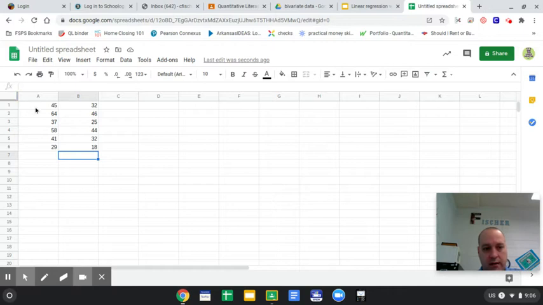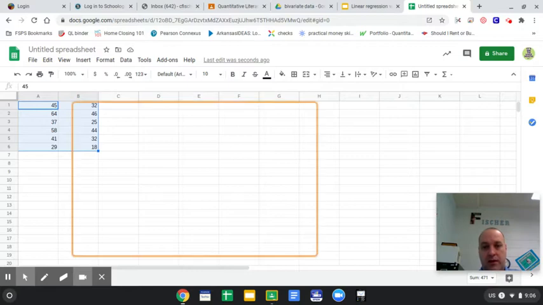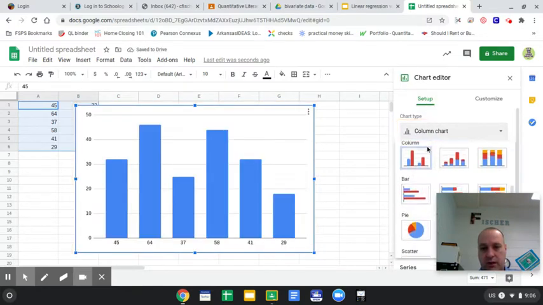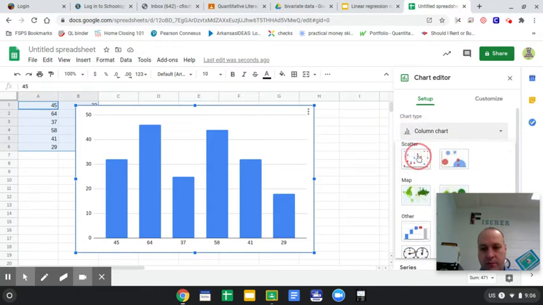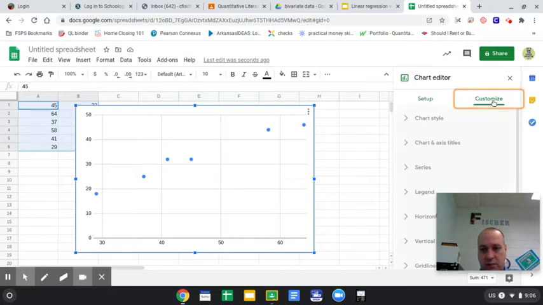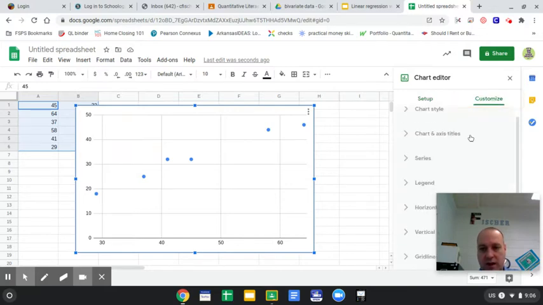Now I highlight the data, insert a chart. I want to make it a scatter chart. So I'm going to go over here and make it scatter. Okay, and like I said, it plots all the points for you. This one goes from 0 to 30 and then by 40, 50, 60. So I'm going to customize it over here just like we did the other day.